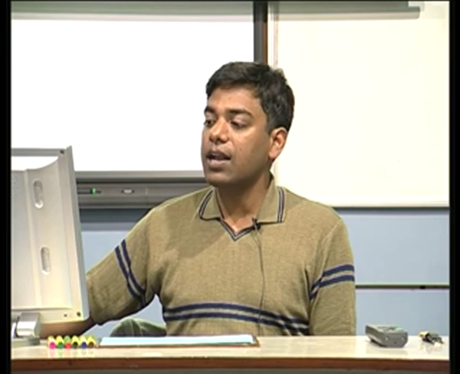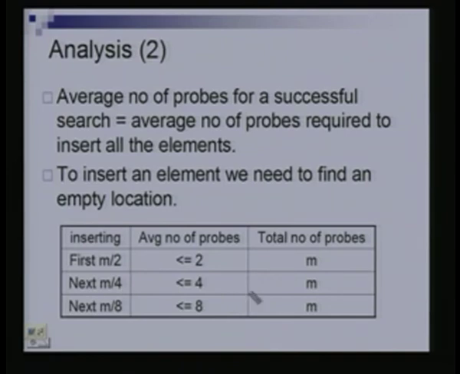So in fact, I am just placing this as an upper bound. I need at most 4 probes to insert all of these m by 4 elements. And so the total number of probes required to insert these m by 4 elements is m by 4 times 4, which is no more than m, right? Similarly, for these next m by 8 elements, when I am trying to insert the last of these m by 8 elements, only 1/8 of the table is empty.